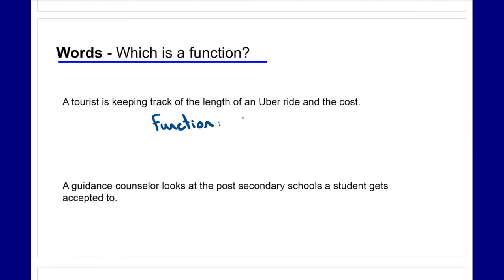If you want a reason why, a trip should have only one cost. If you're traveling 10 kilometers, it should have a fixed cost. 12 kilometers would be something different. You wouldn't say you're taking a 10-kilometer trip and it has two different costs associated with it, or you charge two different amounts.